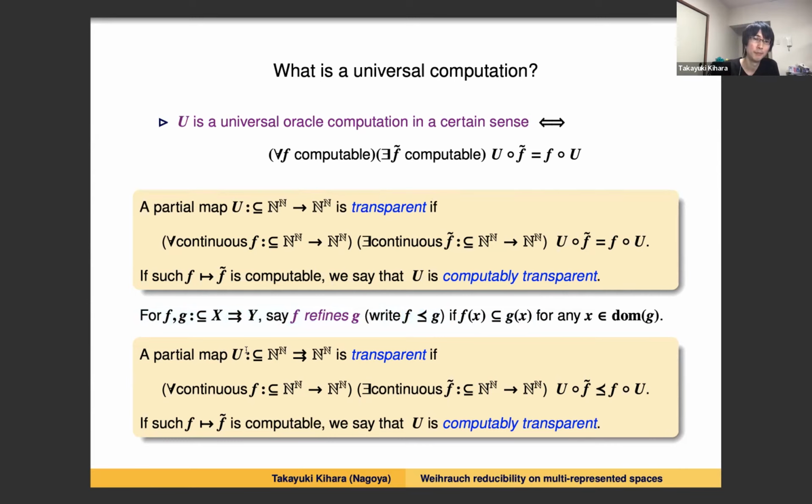So a partial multi-valued map u is transparent if for any continuous function f, there exists a continuous function f tilde such that u composed with f tilde refines f composed with u. And if such a transformation from f to f tilde is computable, then we say that u is computably transparent. Okay, so this is the definition of computable transparency for multi-valued functions.